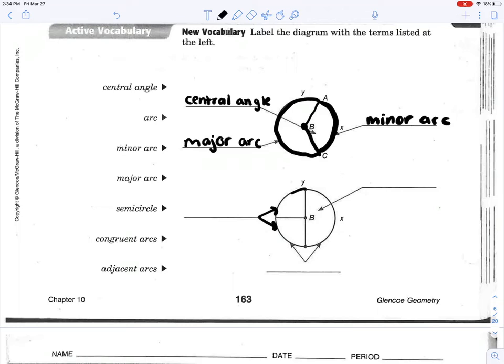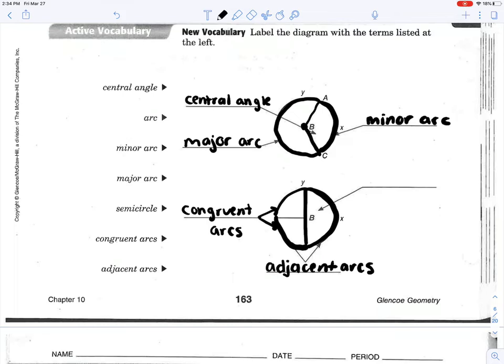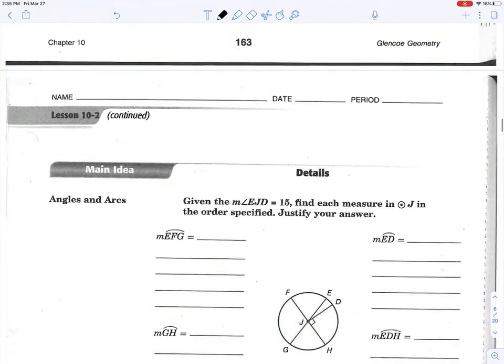Here, I'm pointing to 2 arcs that are exactly the same size. These are congruent arcs. Moving down, I'm looking at this arc and this arc. They're next to each other, so we would call them adjacent arcs. And the very last one is pointing to half of the circle exactly. We would call this the semicircle, because it's exactly 180 degrees.